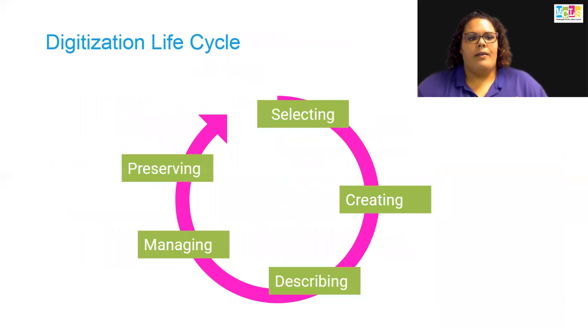And we're going to talk about the digitization lifecycle, so the process you'll go through during digitization. First, you're going to want to select your items. From that point, you're going to start creating them, then describing them, then you'll need to manage them. And the last step will be preserving them. So we'll go through each step and talk about how to do that.